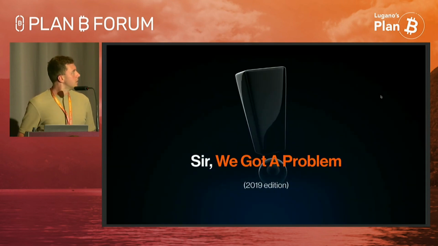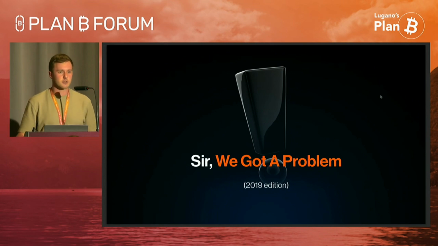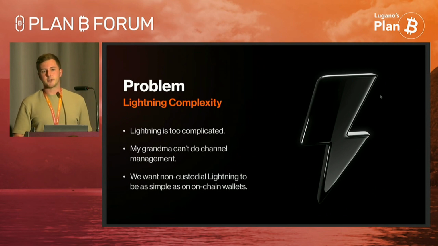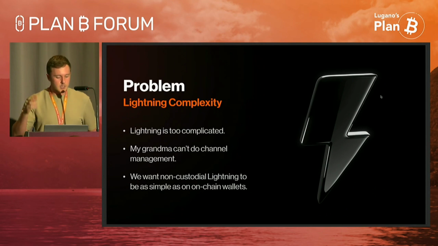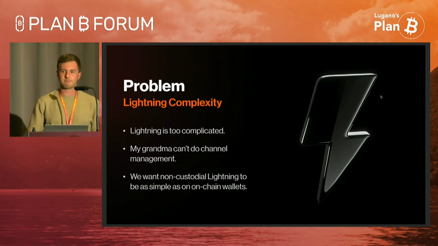So let's start. We've got a problem, and we're talking here about the 2019 edition. So we're going to go back in time 5 years. The problem back then was that Lightning is too complicated. You could download a Lightning node, Core Lightning, or back then C Lightning, LND or Eclair, and then set it up. But the big problem is my grandma has trouble doing Lightning channel management. She just can't do it. No way.